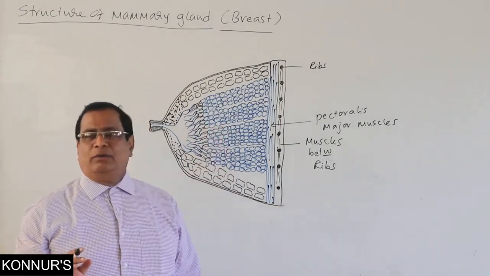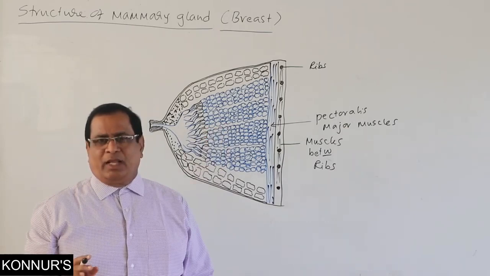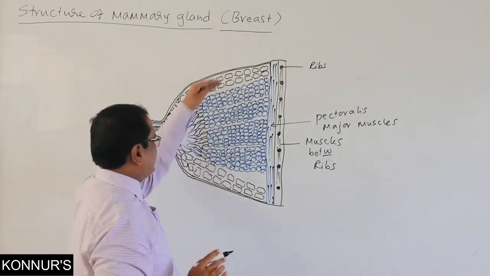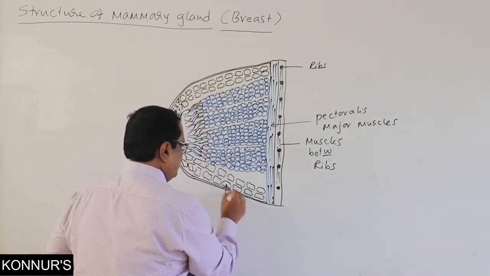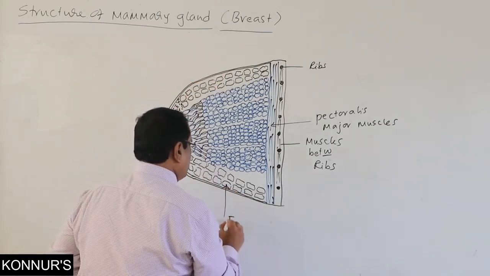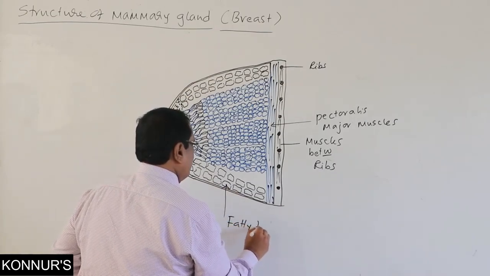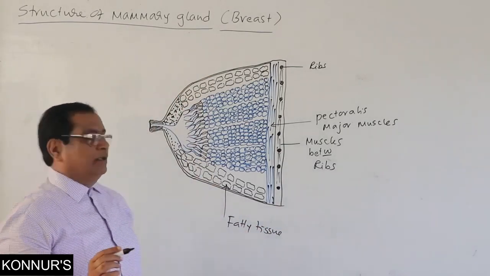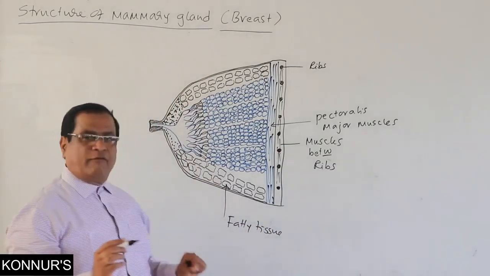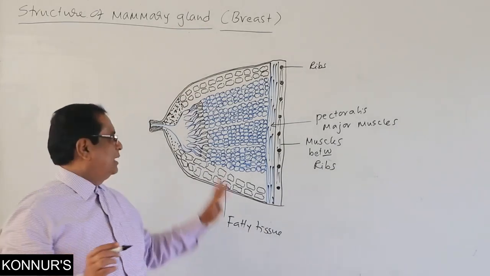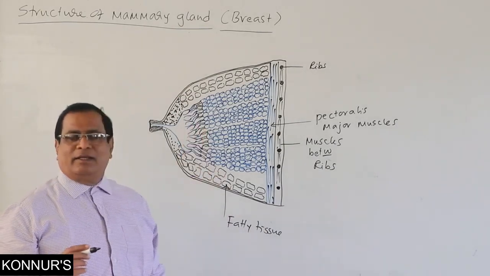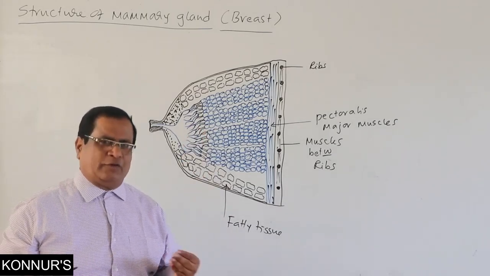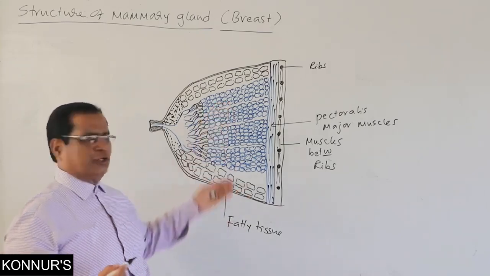They do have a fatty tissue and a glandular tissue. Fatty tissue is present on either side, peripheral fatty tissue. Peripherally, mammary glands do have fatty tissue, and internally it is having glandular tissue. They are meant for the secretion of milk, glandular tissues.